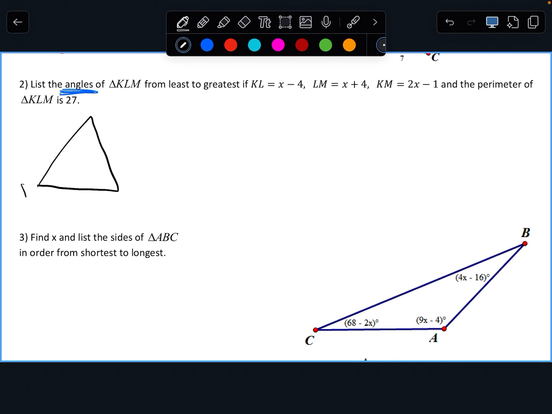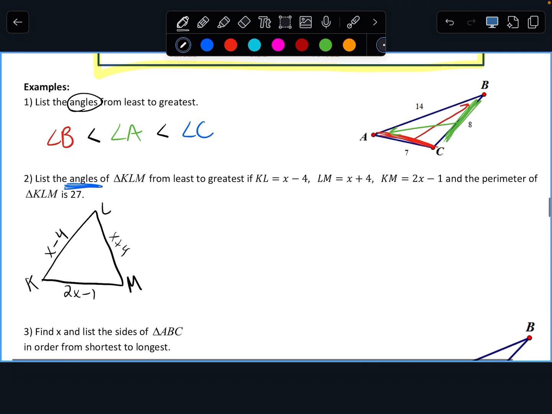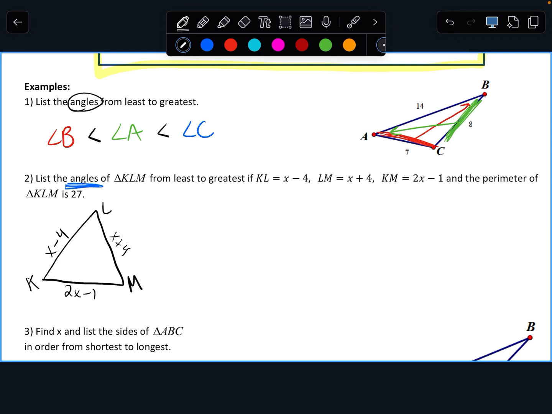So I'm going to label it KLM, and then I'm going to label the sides with all the algebra stuff. So KL is x minus 4, LM is x plus 4, and then KM is 2x minus 1. So, first step. You have the numbers, and you can do the across business. But you don't have anything. You just have a bunch of x's. So the first thing you do with this stuff is you need to find x.